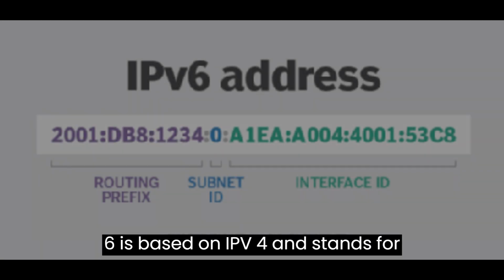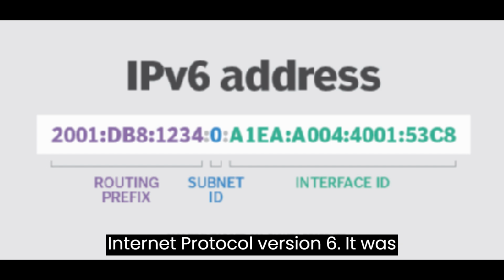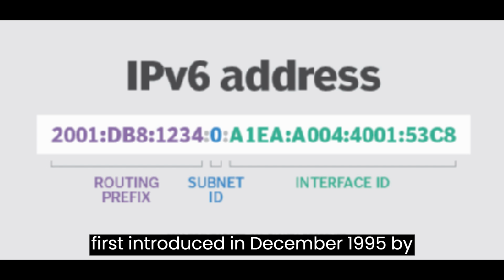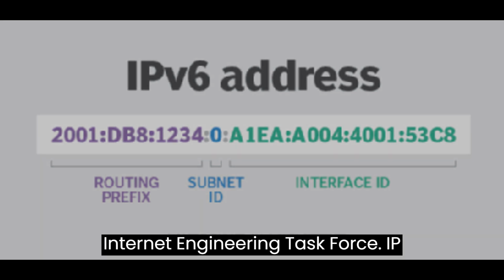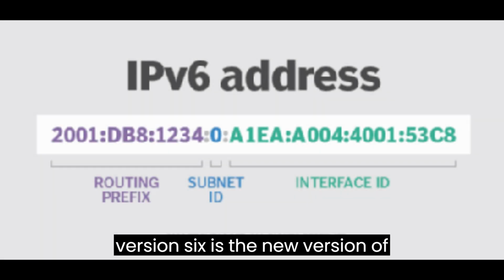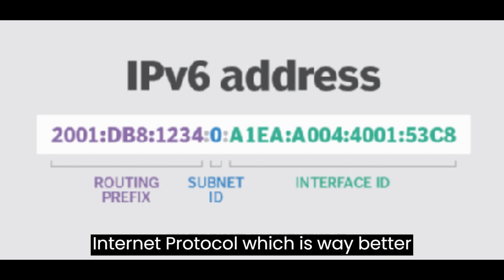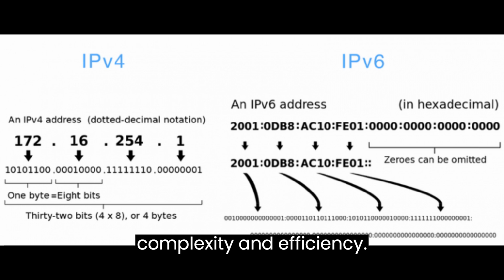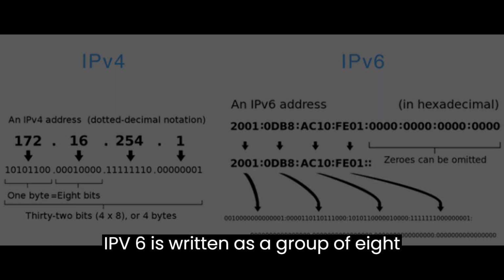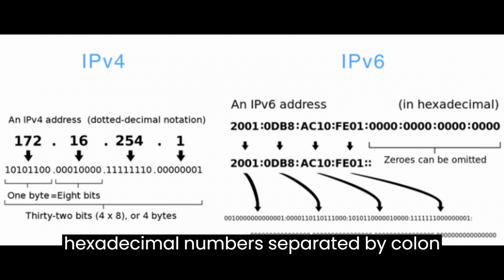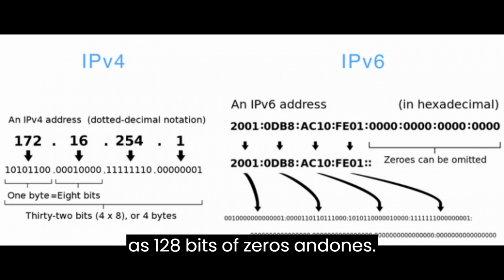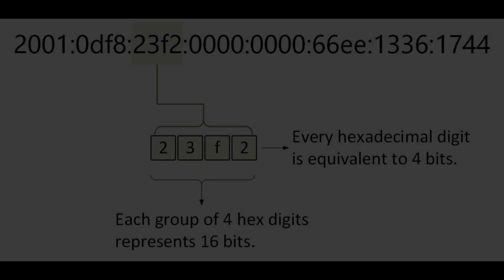IPv6 is based on IPv4 and stands for Internet Protocol version 6. It was first introduced in December 1995 by the Internet Engineering Task Force. IP version 6 is the new version of Internet Protocol, which is way better than IP version 4 in terms of complexity and efficiency. IPv6 is written as a group of 8 hexadecimal numbers separated by colons. It can be written as 128 bits of zeros and ones.